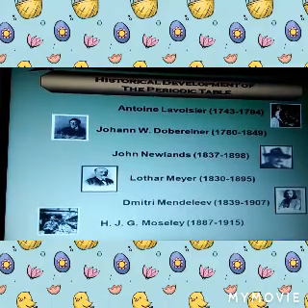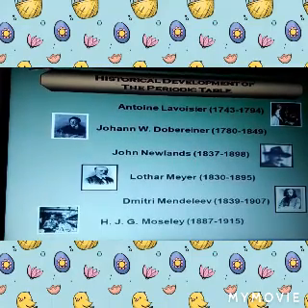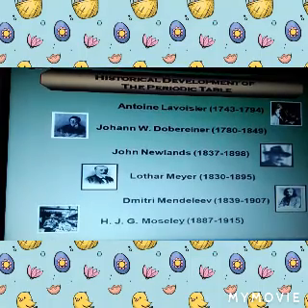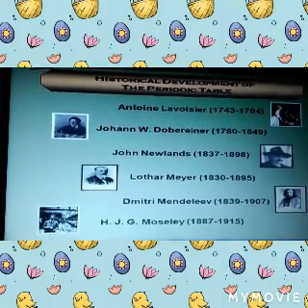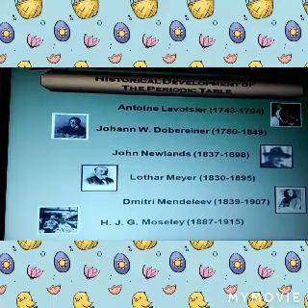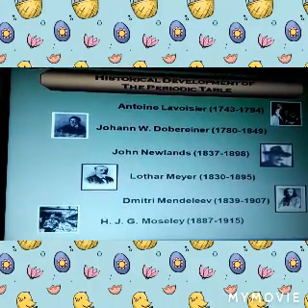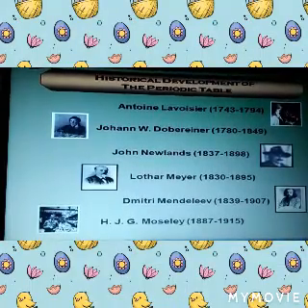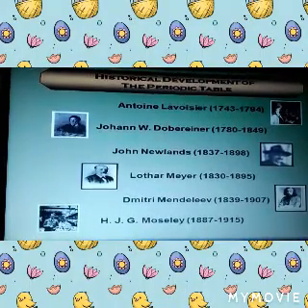Dmitri Mendeleev, 1839 to 1907. And at last, Henry Moseley, 1887 to 1915. Here you can see all the pictures of the scientists: Döbereiner, Lavoisier, Newlands, Meyer, Dmitri Mendeleev, and Moseley. And in this chapter we are going to learn about the theories of Döbereiner, Newlands, Mendeleev, and Moseley.